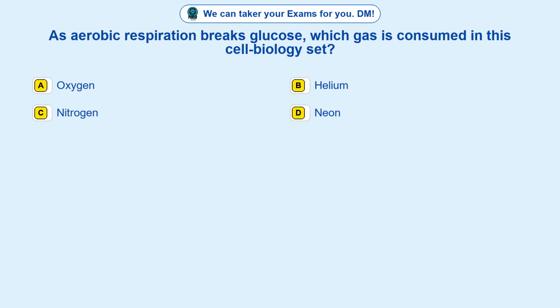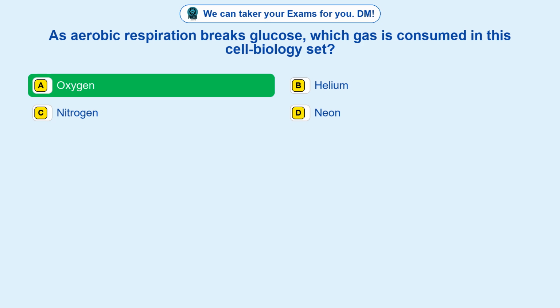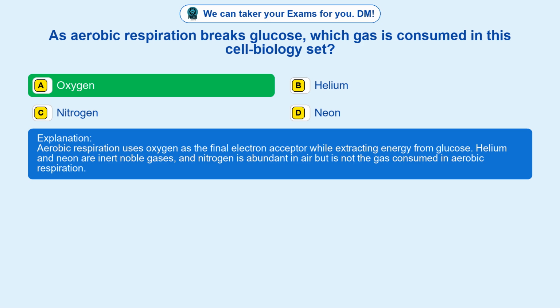Question 23. As aerobic respiration breaks glucose, which gas is consumed in this cell biology set? Option A, oxygen. Option B, helium. Option C, nitrogen. Option D, neon. The correct answer is option A, oxygen. Aerobic respiration uses oxygen as the final electron acceptor while extracting energy from glucose. Helium and neon are inert noble gases, and nitrogen is abundant in air but is not the gas consumed in aerobic respiration.